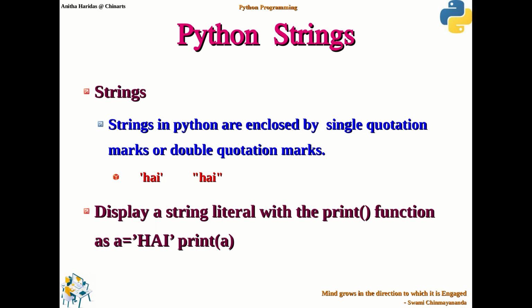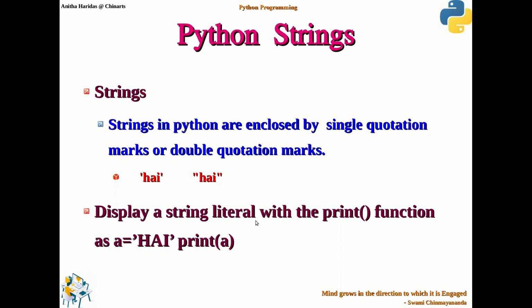So in this video, we are going to talk about Python strings and how to handle input output, etc. We know that strings in Python are enclosed by single quotation marks or double quotation marks. These are the 2 examples you can observe. You can have a string declared this way with single quotes or with double quotes.